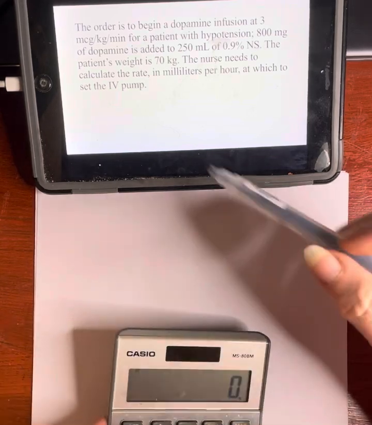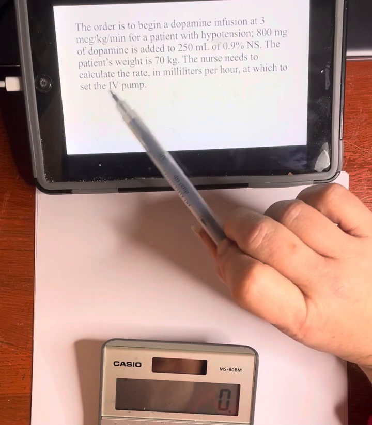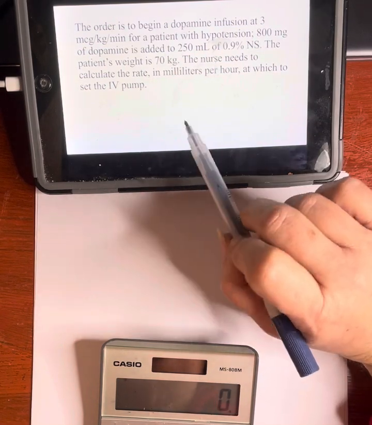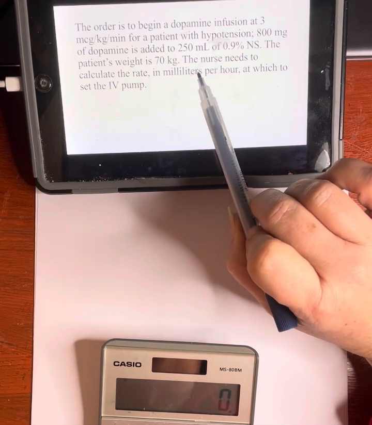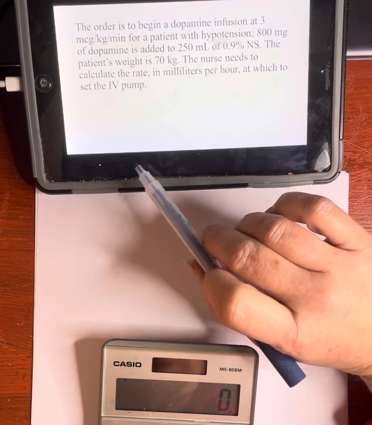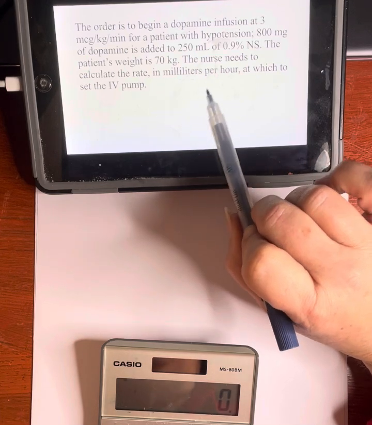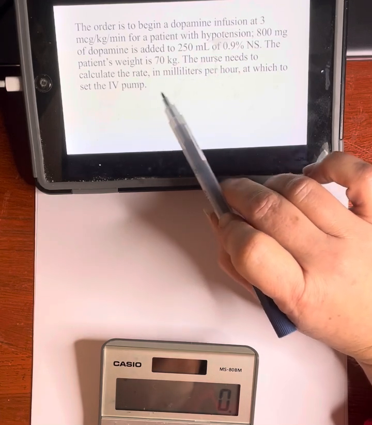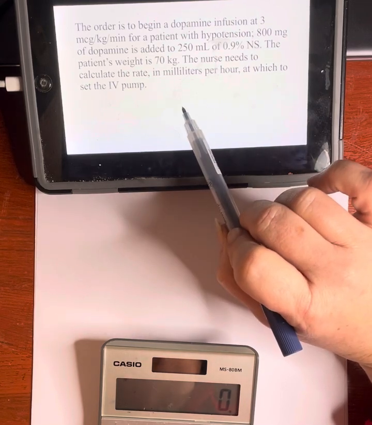The order is to begin Dobutamine infusion at 3 micrograms per kilogram per minute for a patient with hypertension. 800 milligrams of dopamine is added to 250 milliliters of normal saline. The patient weighs 70 kilograms. The nurse needs to calculate the rate in milliliters per hour at which to set the pump.